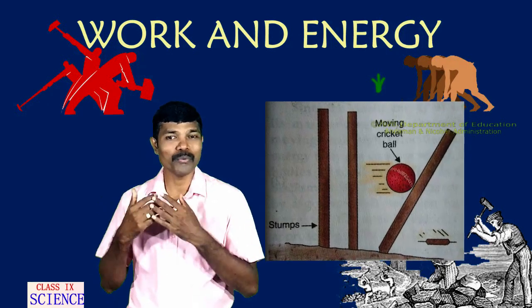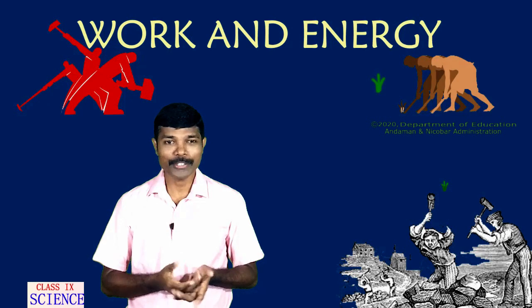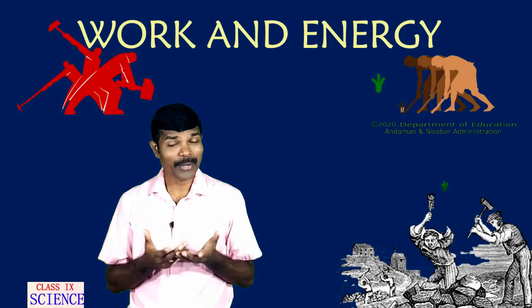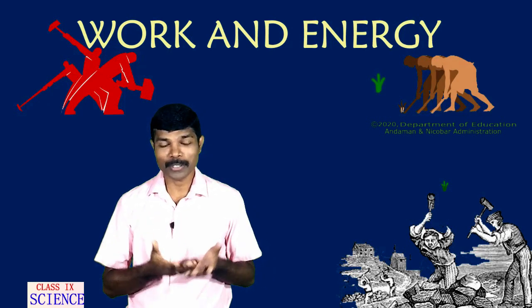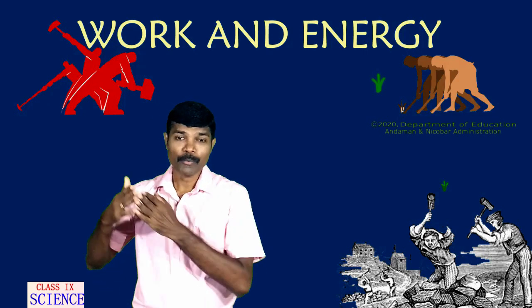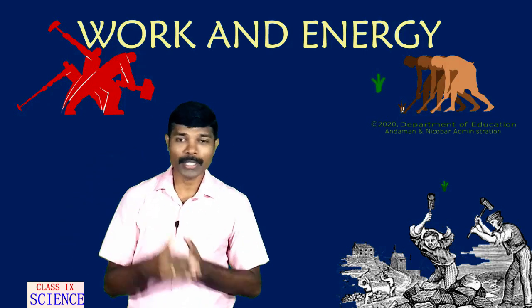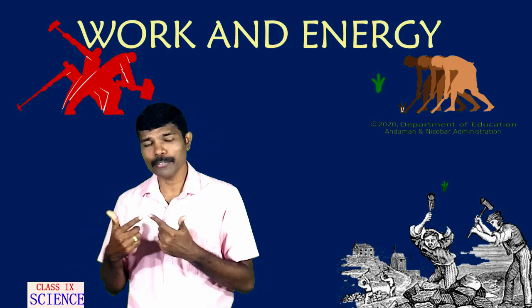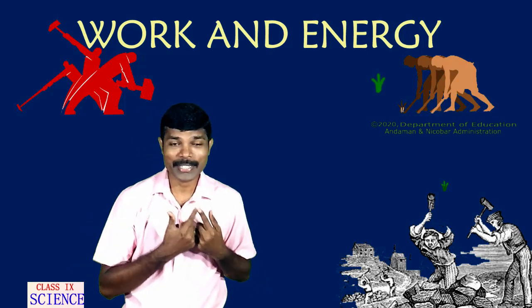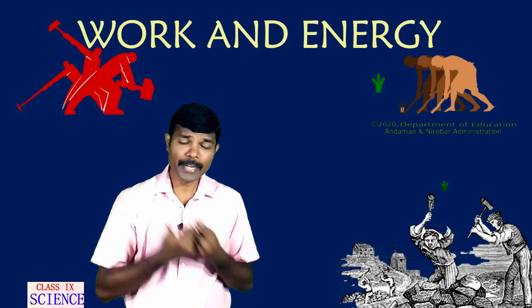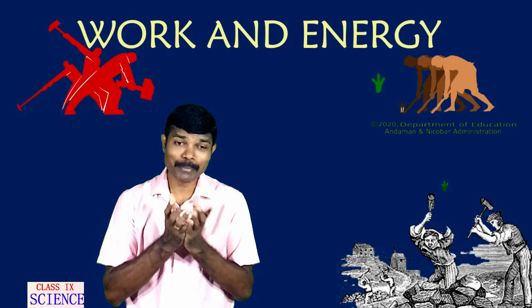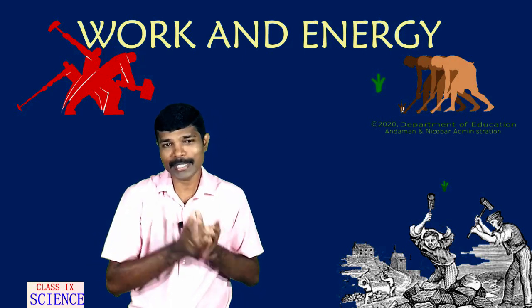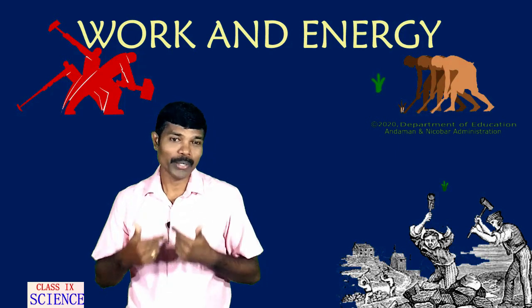Moving water can do work in turning a turbine for generating electricity. So hydroelectricity and all, you are much familiar with, right? So here when the flowing water falls on the turbine, then the turbine rotates. Due to this rotation of the turbine, the electricity is generated, right? So here the running or flowing water has some sort of energy. With that energy, the turbine starts rotating.